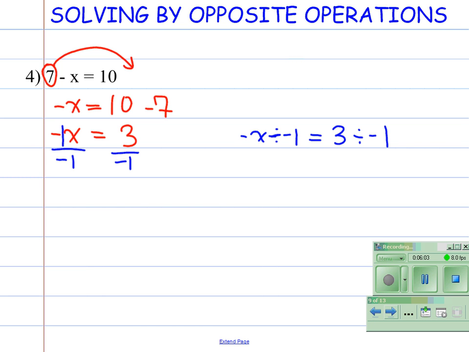Okay, you can show it with this symbol, but for the most part I'm going to be using the fraction bar because it's easier to see that these now cancel, and there's only an x left, and you have 3 divided by negative 1, which is negative 3, and that's the solution to this equation. So if I were to check, 7 minus negative 3 will equal 10.